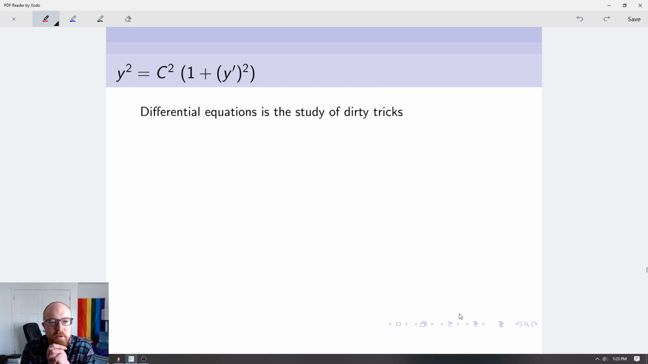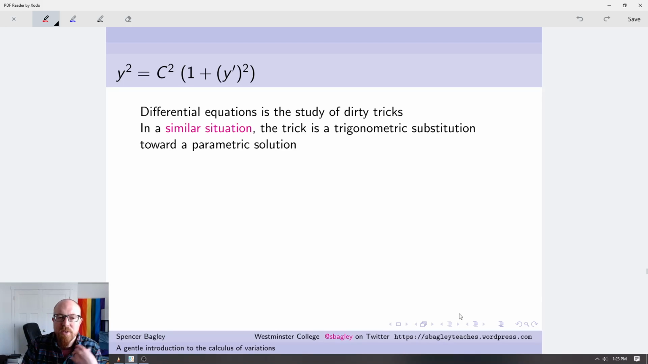I like to say that differential equations is the study of dirty tricks. There's a very similar situation, click on that link if you want to read the details, where the correct trick is a trigonometric substitution. And then we're going to work toward a parametric solution instead of an explicit solution. You can see if my y prime was, let's see, I guess a tangent of theta, then I got 1 plus tangent squared, and that should be secant squared, and then maybe some good stuff happens. So let's try that substitution here.